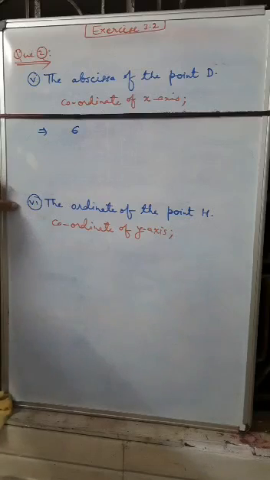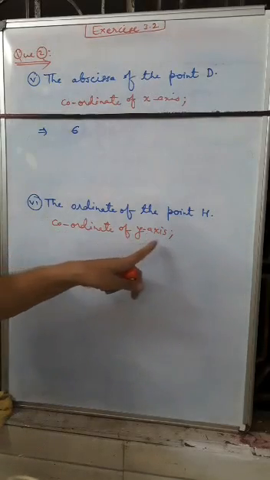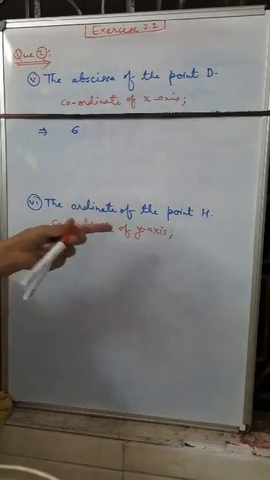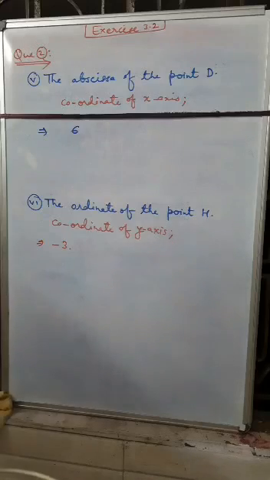Next one, sixth one, the ordinate of point H. So point H, you are looking, it is on the left hand side or below the origin point. H you are looking, so we have to find out the ordinate of point H. So ordinate of a point means the coordinate of y axis or the distance covered in y axis by point H. So we are looking here, 0 to -3. You are looking, 0 to -3. So hence the coordinate of y axis, or the ordinate of point H, is equal to -3. So that is the solution of this problem.